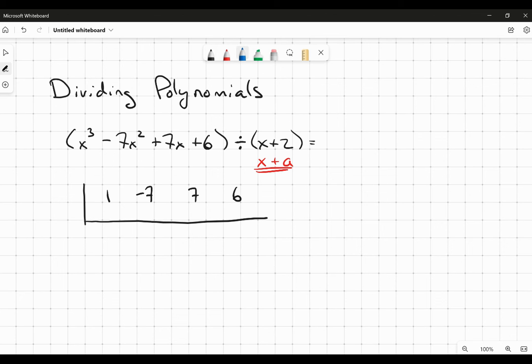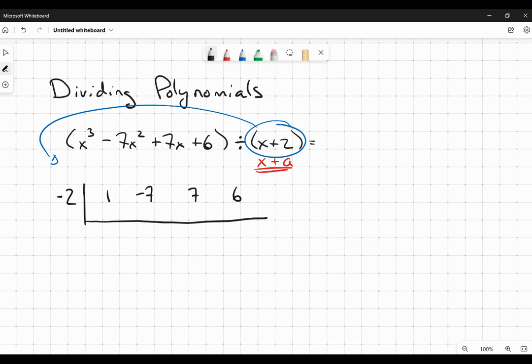Now, I take a look at my divisor and I think, okay, what number would make that equal to 0? And the answer here is negative 2. So basically, I'm changing the sign. You're seeing this x plus 2 in the divisor, and I'm going to drop a negative 2 out front. You could put a positive 2 out front. I'll tell you how that changes things in just a moment.